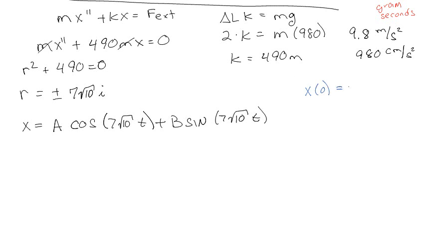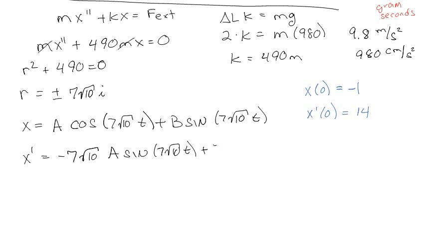Its initial condition, it was placed downward 1 centimeter, and it was given an upward velocity of 14 centimeters per second. So I do need to take the derivative of this in order to apply that second initial condition. Negative 7 root 10 a sine of this, plus 7 root 10 b cosine of this.